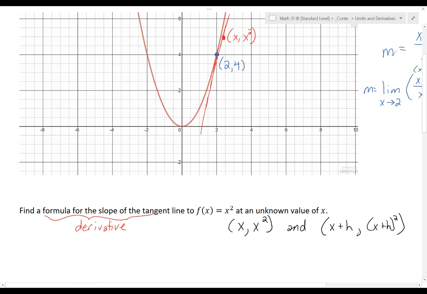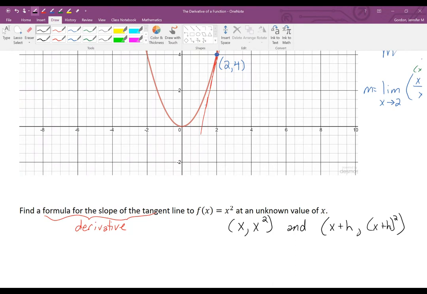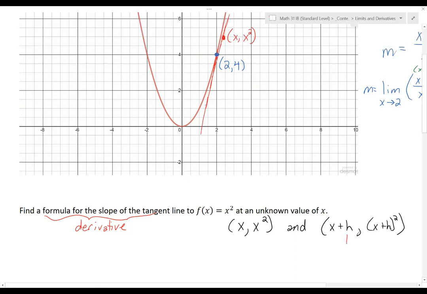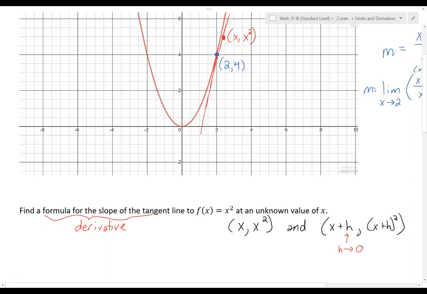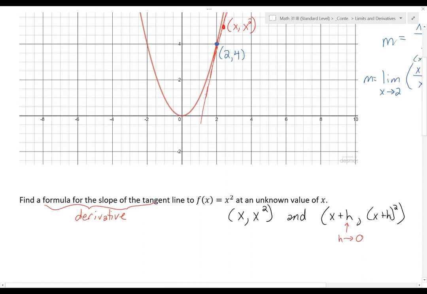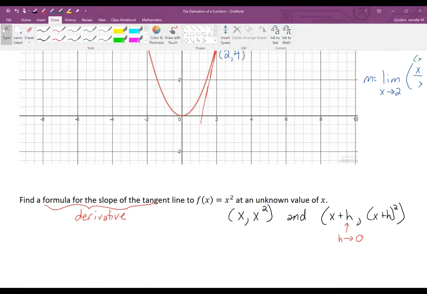So these are the 2 points I'm going to use: my unknown value of x and the y value, which I calculate using the formula, the function that's given, and then some value that's a little ways away from x. And then we are going to figure out the limit of this as h goes to 0. So as h gets closer and closer to 0, that means that this point will be closer and closer to my original point.